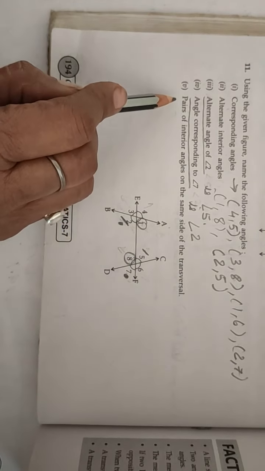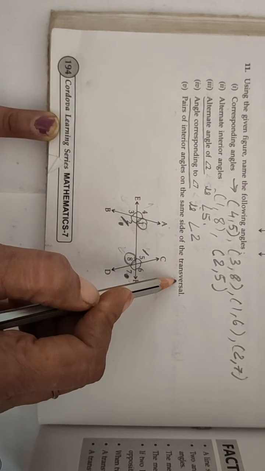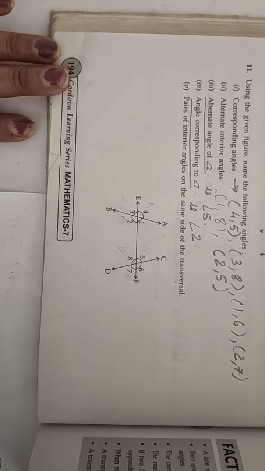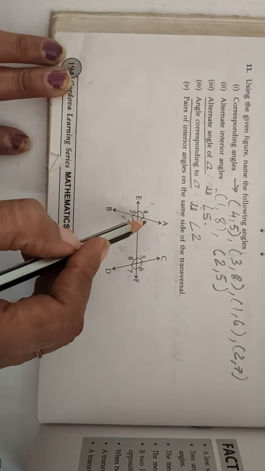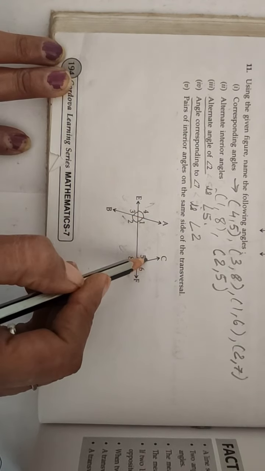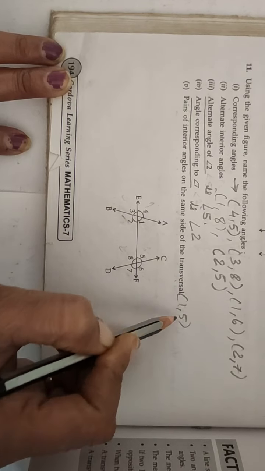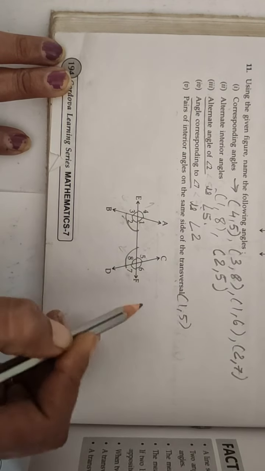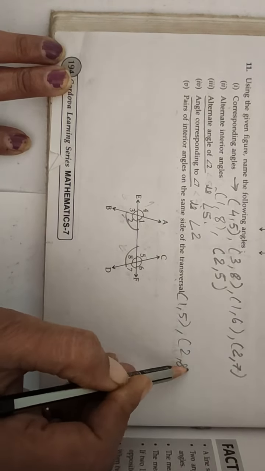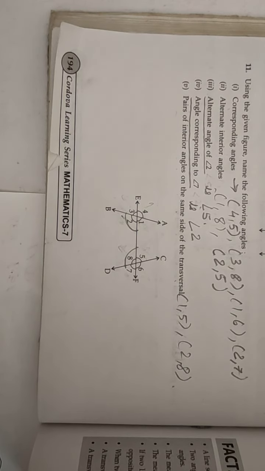Now the question is pairs of interior angles on the same side of the transversal. Interior angles on the same side of the transversal. This is our transversal and interior means the inside angles. So which are they? 1, 5 and 2 and 8. 2 and 8. Okay, so let's move to question number 12 now.